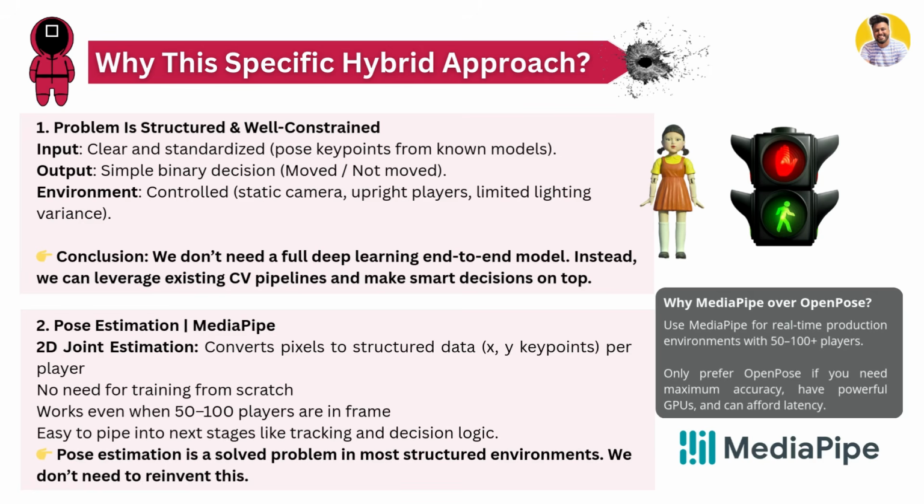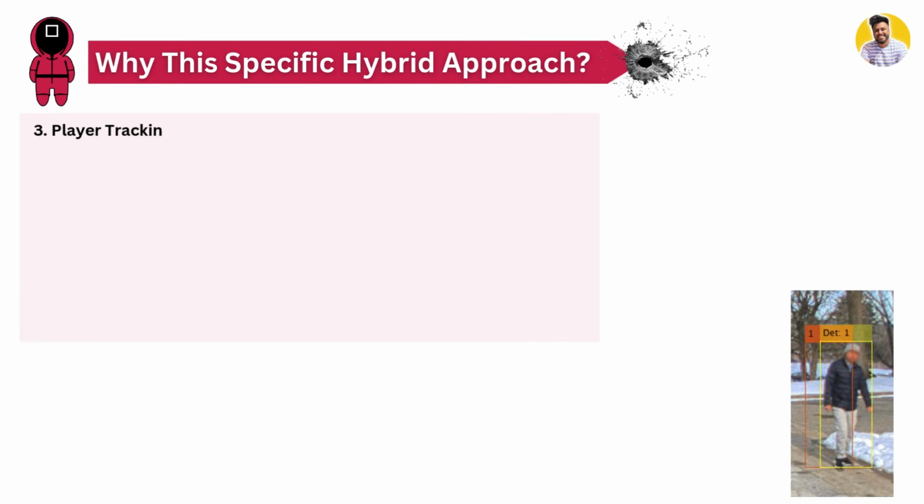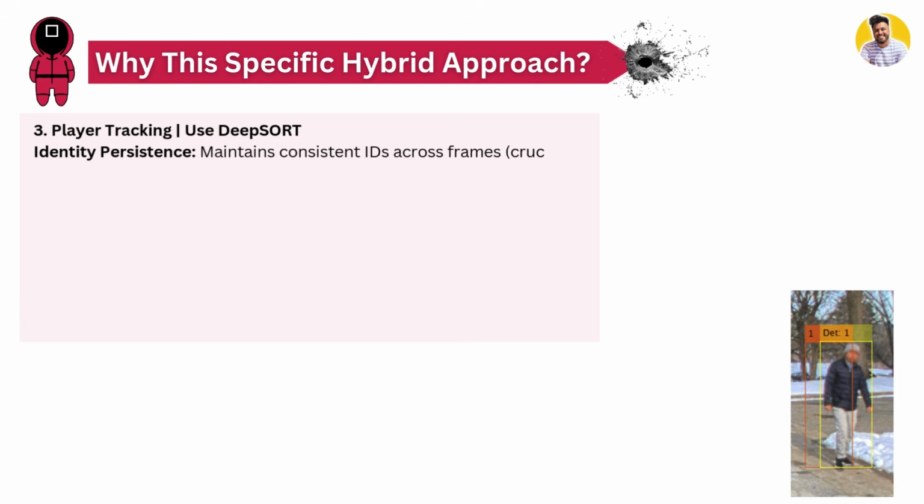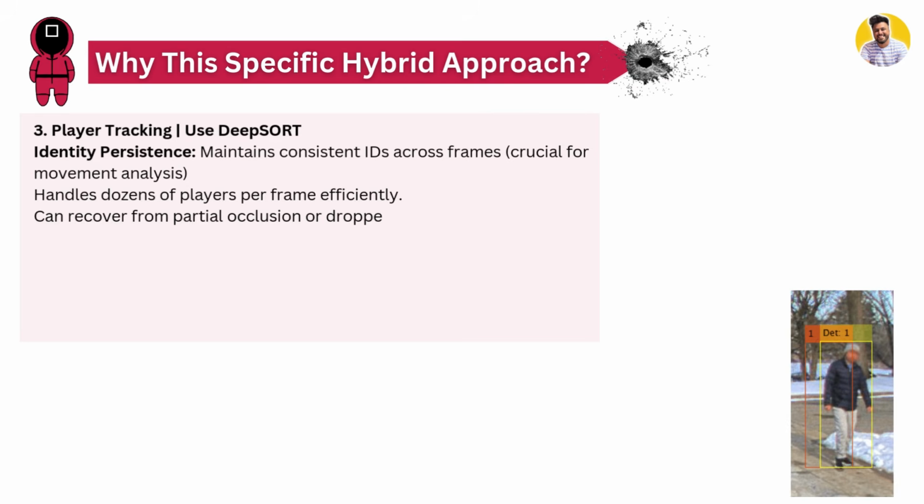And the third benefit is player tracking using DeepSORT, because MediaPipe only helps us detect the joints, but it can't identify each player uniquely. So that's where we need DeepSORT. It helps maintain consistent unique IDs across the frames. It handles dozens of players per frame efficiently. It can recover from partial occlusions or dropped detections as well. It works on top of bounding boxes from the pose models.